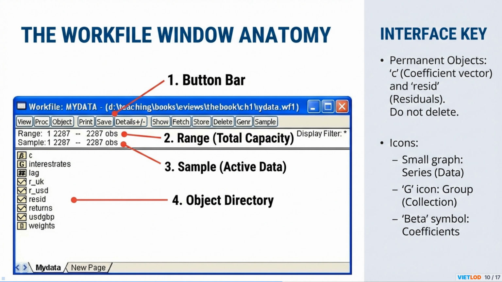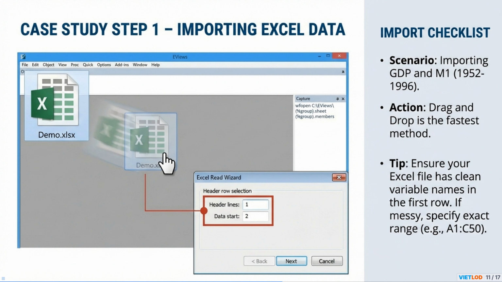The main area is the object directory, which lists all the objects in your workfile, like series, groups, and equations. Pay attention to the permanent objects C for the coefficient vector and resid for residuals. You should never delete these. The icons tell you the object type, a small graph for a series, a G for a group, and a beta symbol for a coefficient vector. If your workfile range is 1950 to 2020, you could set the sample to 1980 to 2000 to run a regression using only data from that specific period.